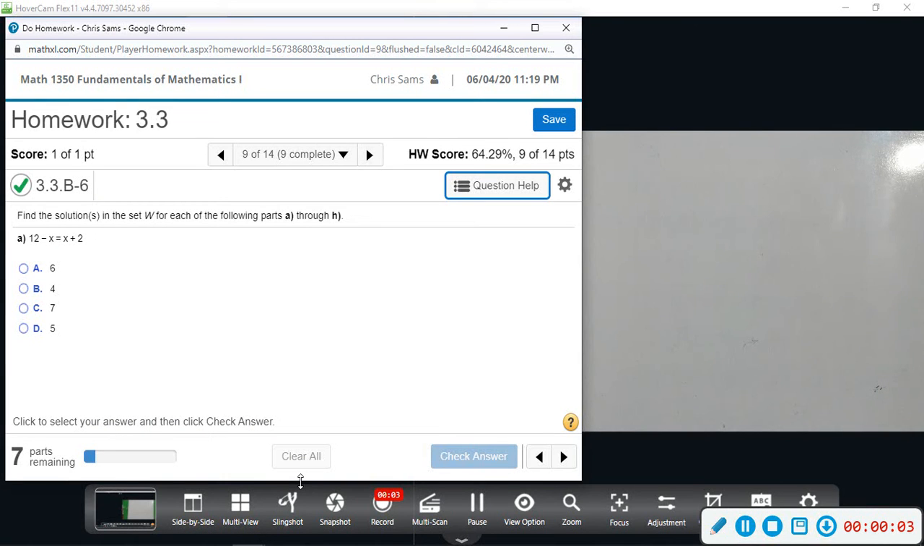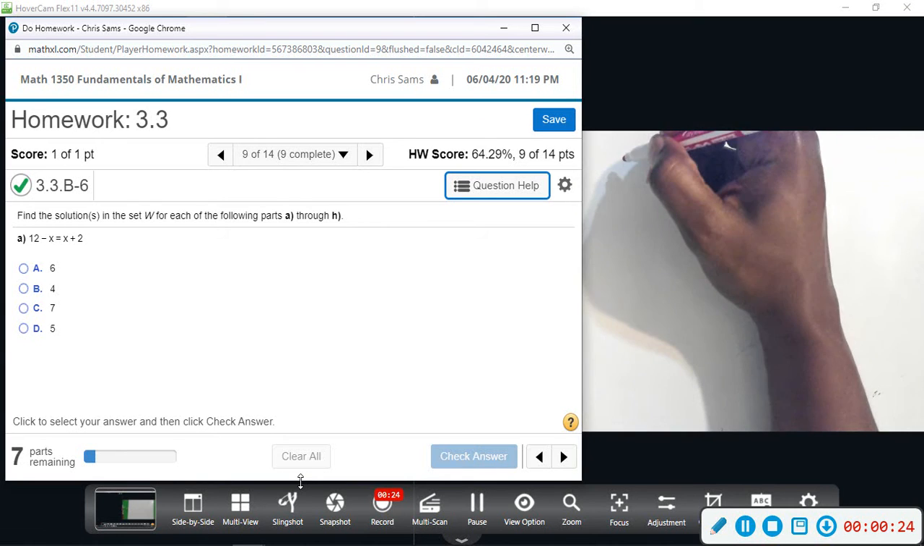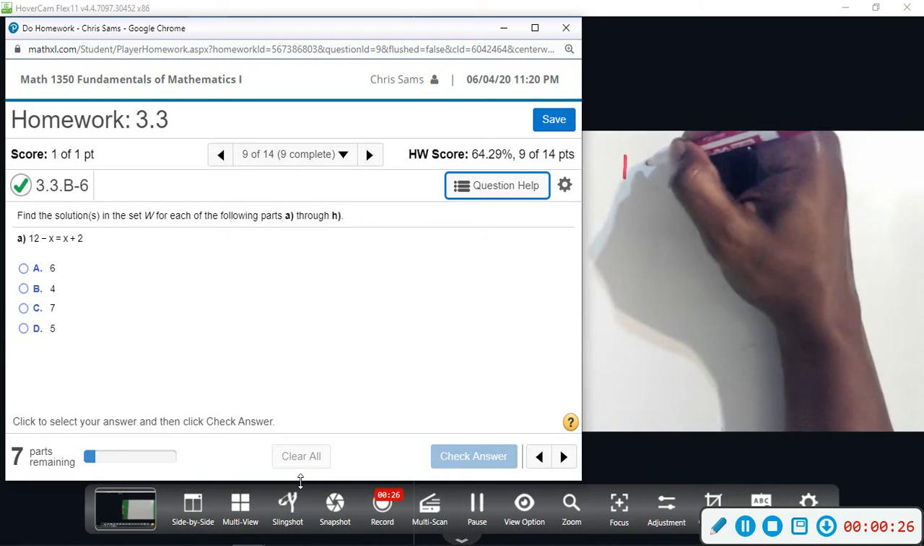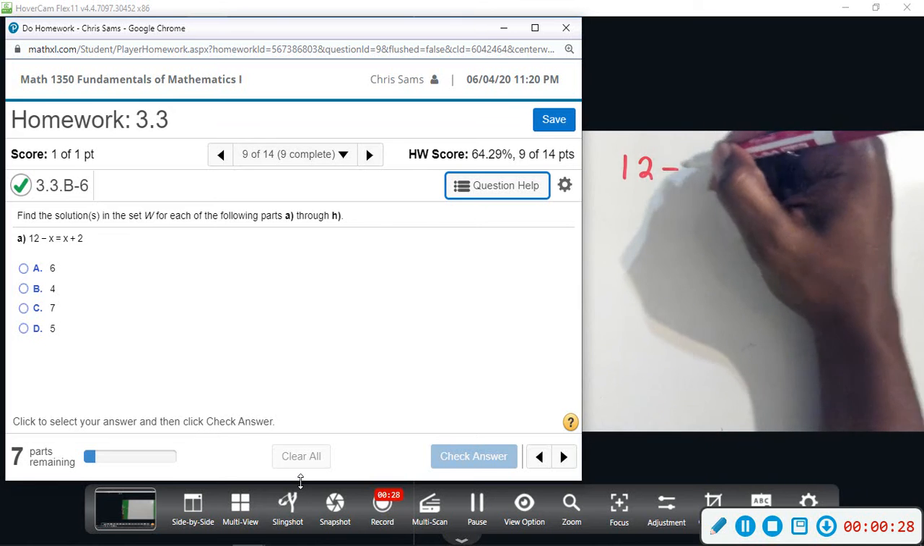Alright, problem number 9. We have A through H, almost going through the whole alphabet. We have 8 parts here. And we want to first find the solutions in the set W. So W is whole numbers that will satisfy the given equations. So I guess when you're teaching elementary, we don't know algebra yet, but what we want you to be able to do is use some method to get them there.